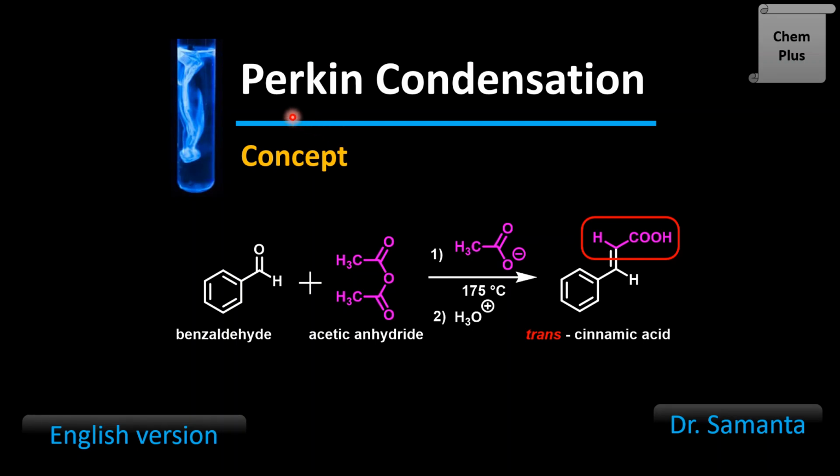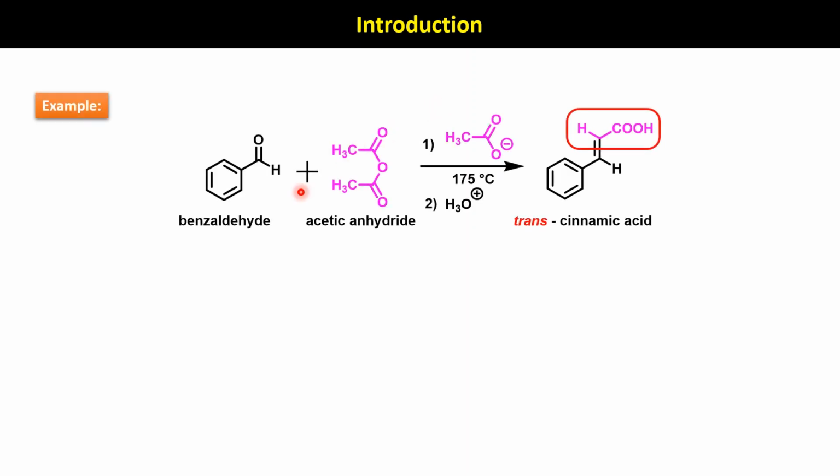In this video, I am going to discuss Perkin condensation, or the Perkin reaction. The reaction between benzaldehyde and acetic anhydride in the presence of acetate anion at 175 degrees centigrade, producing trans-cinnamic acid, is an example of Perkin condensation.